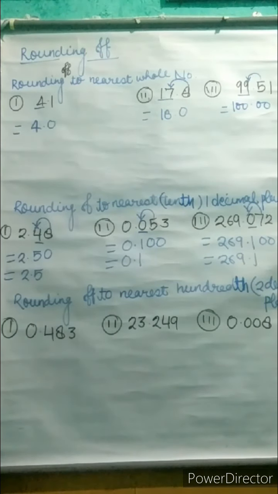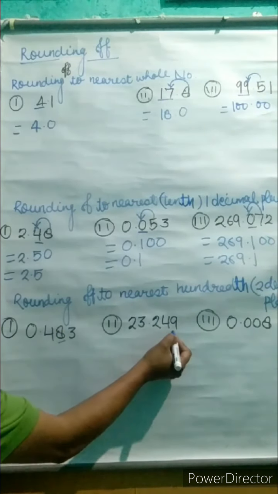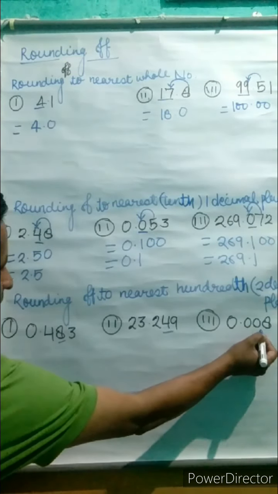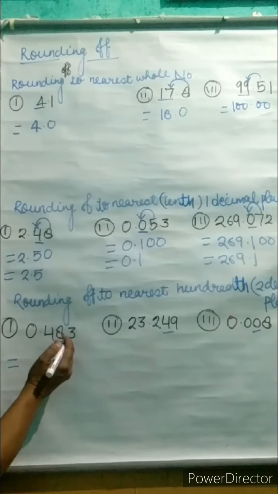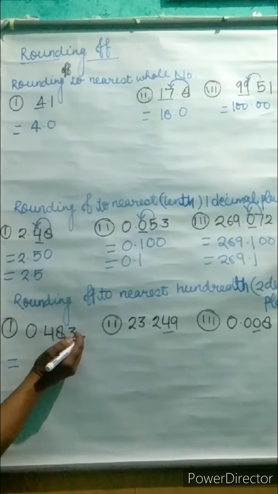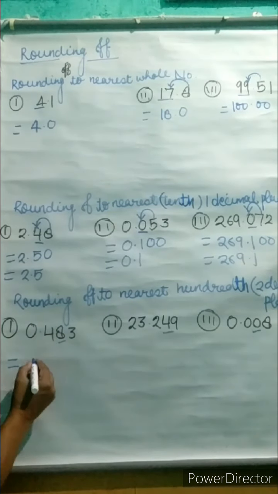Rounding off to the nearest hundredth. Nearest hundredth means the second decimal place. So here what we will do is underline the second decimal place. Then we will see the place after the second decimal place. Here, the place after the second decimal place has 3, which is less than 5. So we will not add anything.